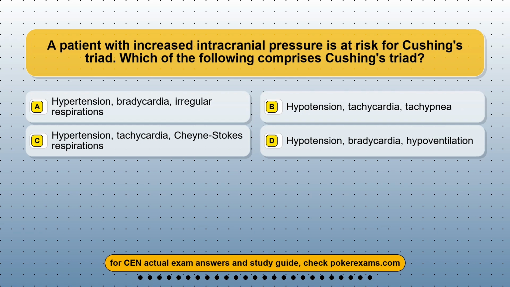Question 4. A patient with increased intracranial pressure is at risk for Cushing's triad. Which of the following comprises Cushing's triad? Option A, hypertension, bradycardia, irregular respirations. Option B, hypotension, tachycardia, tachypnea. Option C, hypertension, tachycardia, Cheyne-Stokes respirations. Option D, hypotension, bradycardia, hypoventilation.